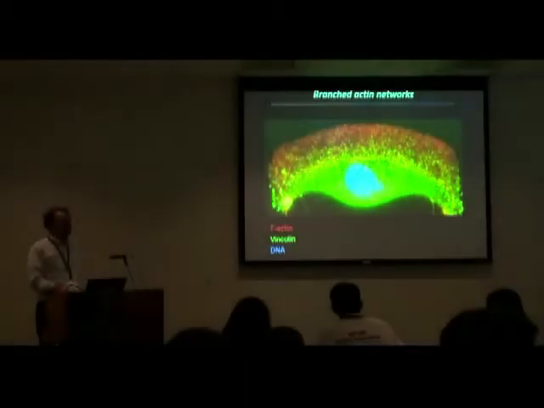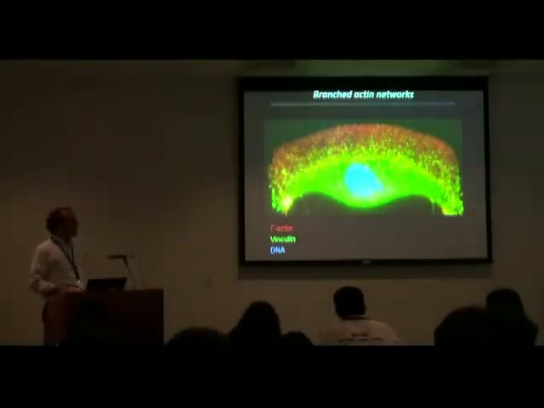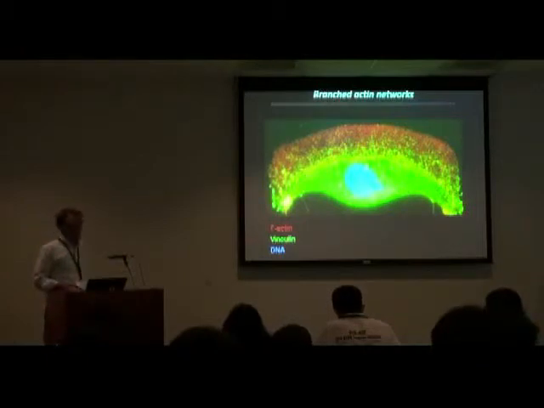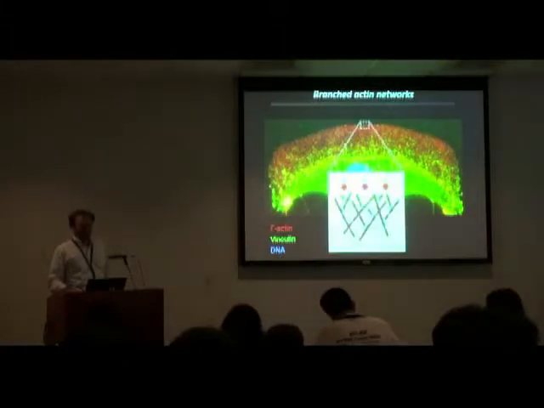Okay, so let's go back to this fish keratocyte cell, and I told you a little bit about what those proteins are. The F-actin, filamentous actin, that's involved in generating these protrusions, the vinculin involved in holding on to the substrate, and the DNA that is along for the ride.